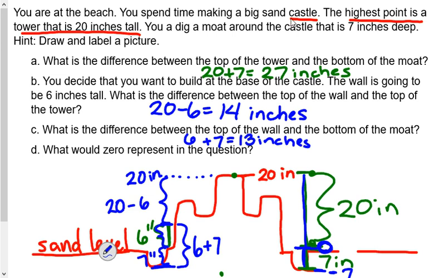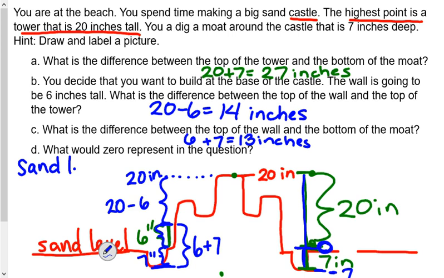Now, big question. What would 0 represent in this question? So think about what we marked as 0 here. What we marked as 0 is where we started building the castle. So that's going to be the sand level.